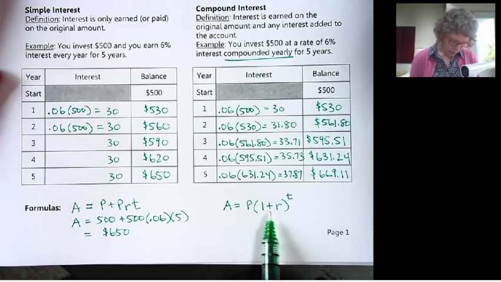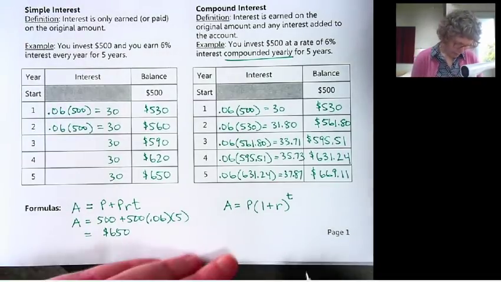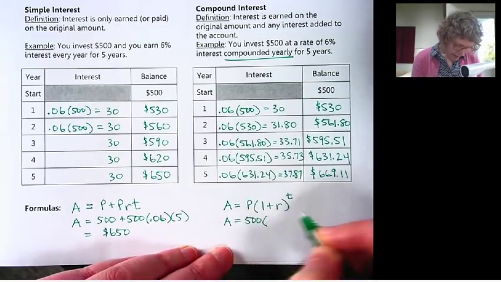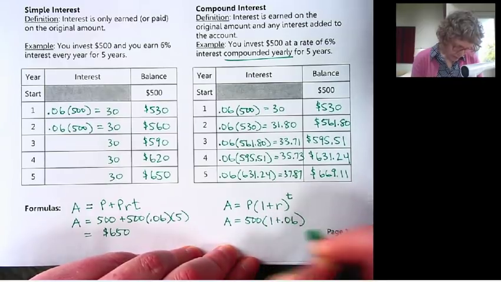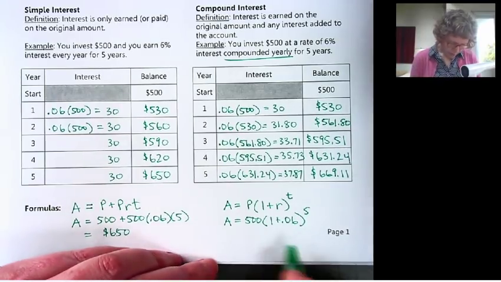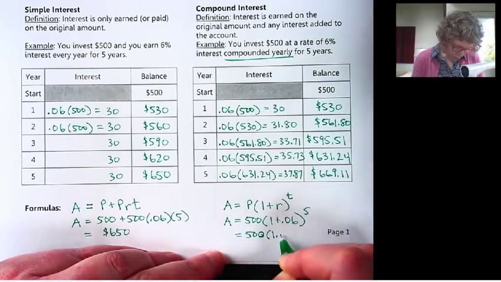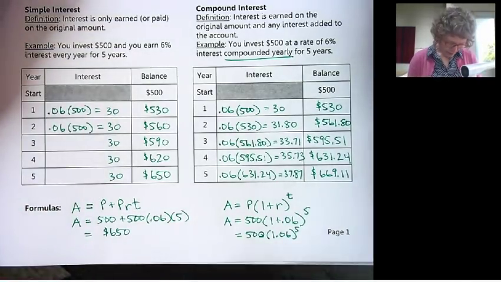So what does this mean? 1 plus R to the T. I think it will help if I write in the numbers for this example and we can talk about it. So for this example, we started with 500, and then 1 plus R would be 1 plus 0.06 to the 5th power. Now another way to write this, 500 times 1.06 to the 5th power. Now this is where it gets really interesting because this means you're getting 106% of your money. So that's what's happening every time.